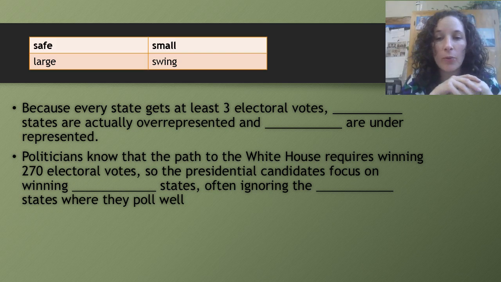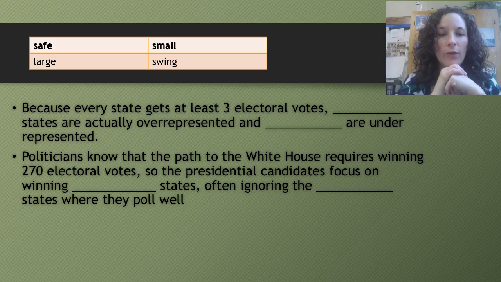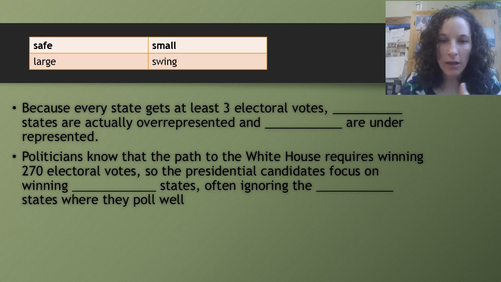Politicians know that the path to the White House requires winning 270 electoral votes, so the presidential candidates focus on winning swing states, often ignoring the states where they poll well. Those would be your safer states.